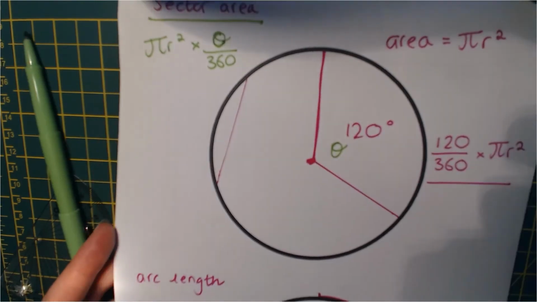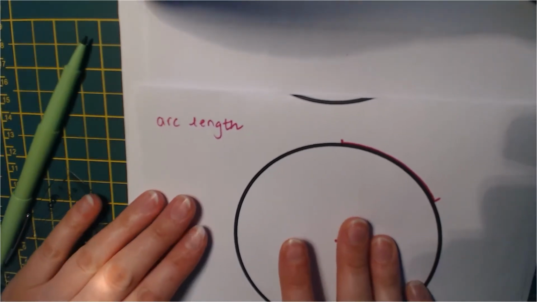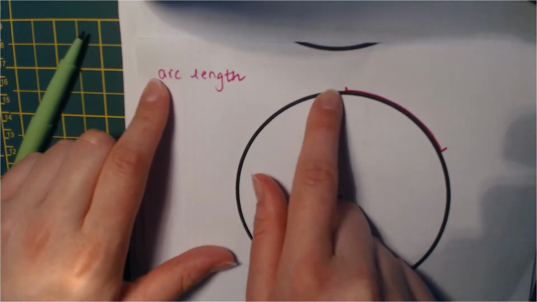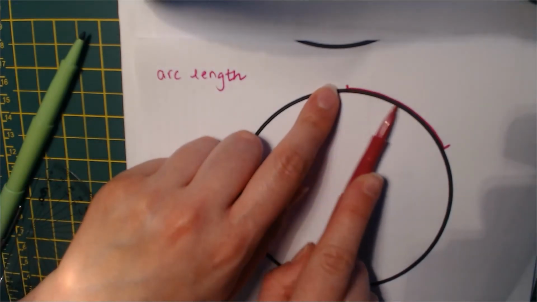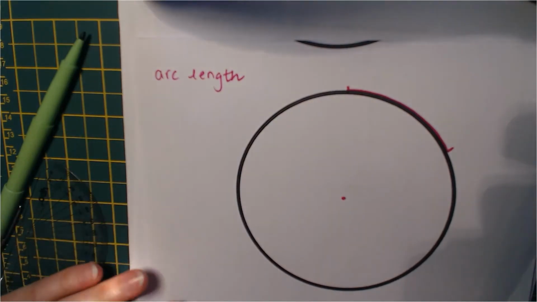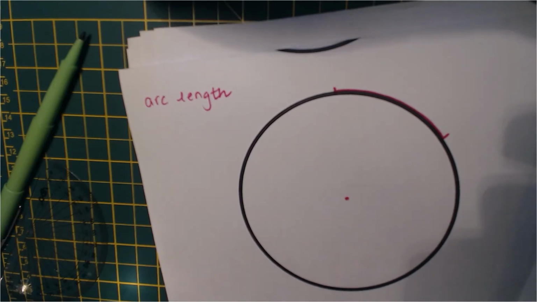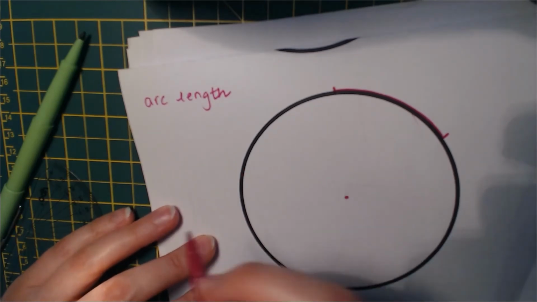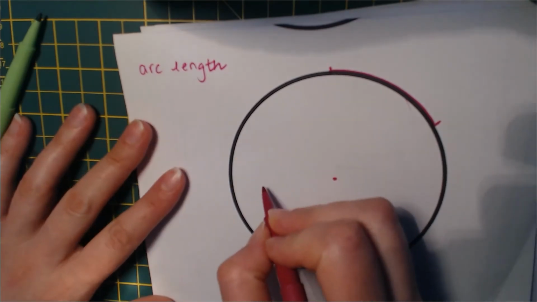Now arc length, I'm just going to fold this up because it doesn't really fit on particularly well. Arc length is a very similar theory, really, very similar theory. So we've got arc length, so our arc, I've drawn an arc in here as an example, okay? So it's just a part along the side of the circle, a part of the edge, a part of the circumference, which is actually perhaps quite a useful word to use here. Okay, so the first thing we need to do is to calculate the entire circumference.